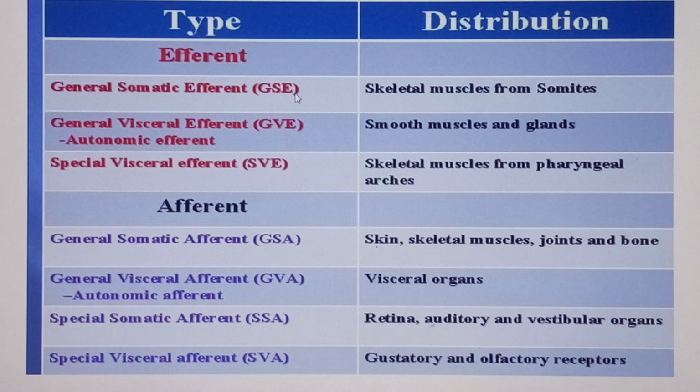The first one, which was general somatic efferent, was supplying skeletal muscles which were derived from somites and somitomeres. And of course, the special visceral efferent will be supplying muscles of the pharyngeal arch, which are also skeletal muscles. So what is left in the head and neck region? My friends, what is left over there is some smooth muscles. Whenever you talk about smooth muscles in the head and neck region, think of sphincter pupillae. Think of ciliaris muscle, for instance. Don't think about dilator pupillae, my friends.